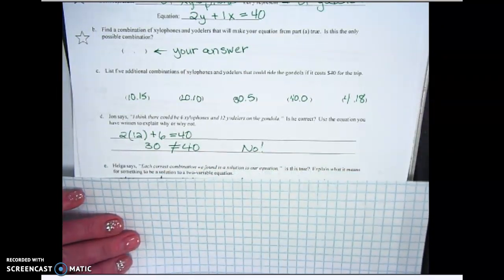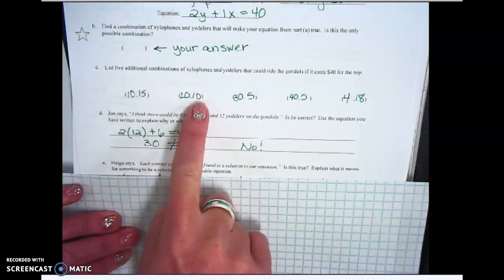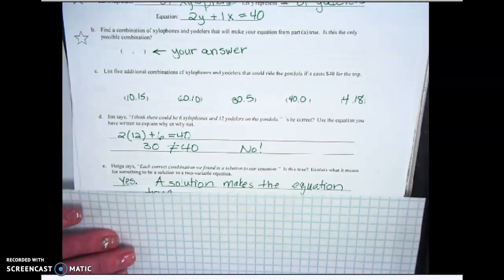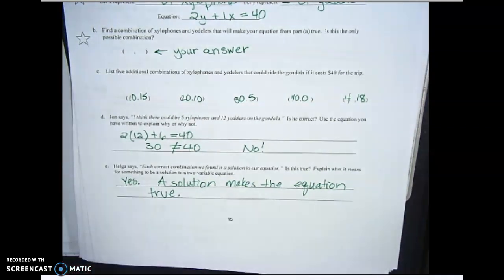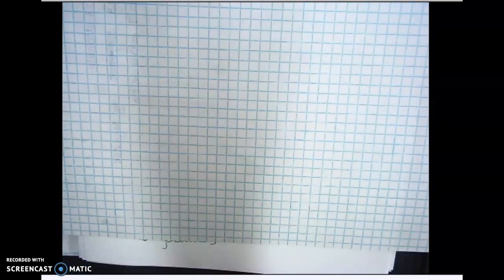Part E, Helga says, each correct combination we found is a solution to the equation. Is this true? Explain what it means for something to be a solution to a 2-variable equation. Each of these different answers, are they a solution? Yes. So you say yes. How do we know? Because a solution makes an equation true. All right, I'm going to move this up. You'll see it in just a second.